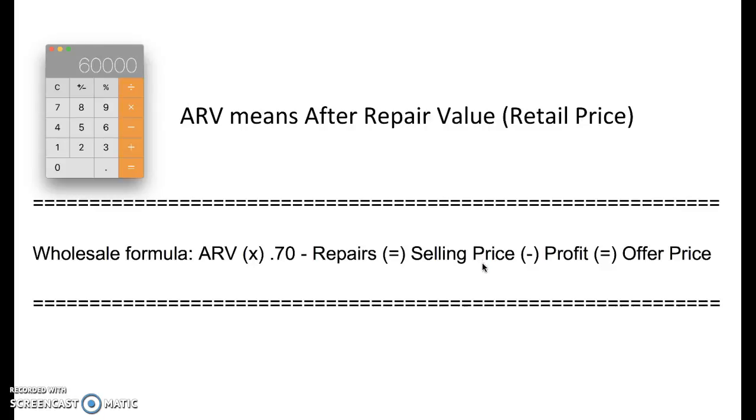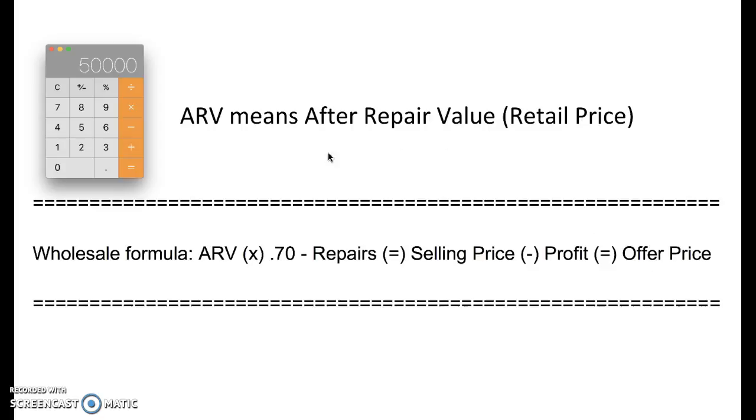Now, the selling price, this number right here, is the MAO, the maximum allowable offer. You want to be below this number in order to have a profit. You want your wholesale fee in here. So say you want your wholesale fee to be 10,000. You minus 10,000, and that brings it down to 50,000. This is what you want your offer price to be.